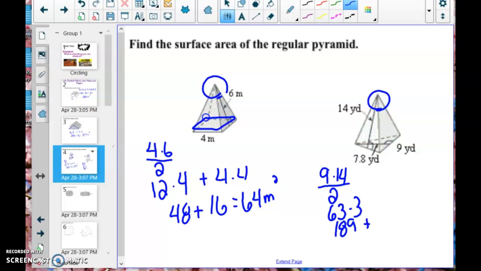Plus the area of the base. In this base, it would be 9 times 7.8 divided by 2, because that's how you find the area of a triangle. That gives me 35.1. So then I add those two parts together, I get a total surface area of 224.1 yards squared.